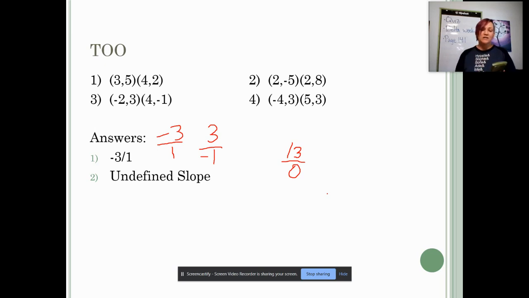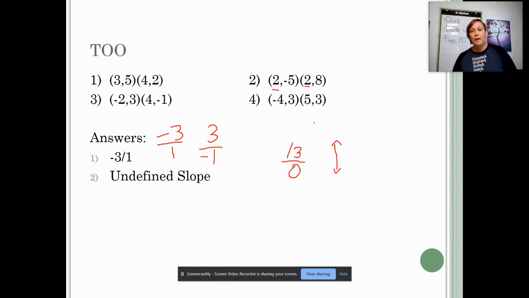And my calculator says divide by 0 error. I don't know if you guys can see that. Divide by 0 error. So if your calculator gives you an error sign, that's when you write undefined slope. Undefined slope, again, is a vertical line, and it will always happen if your x numbers are the same.